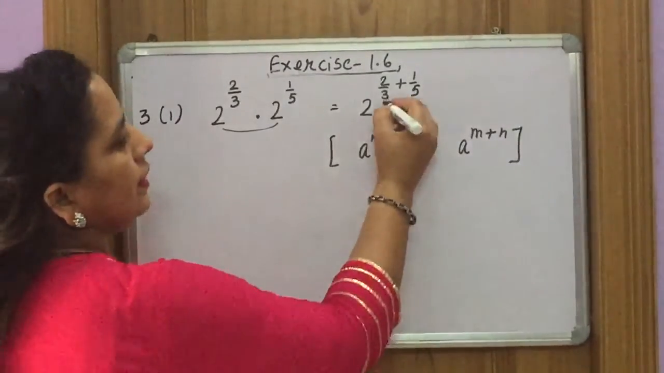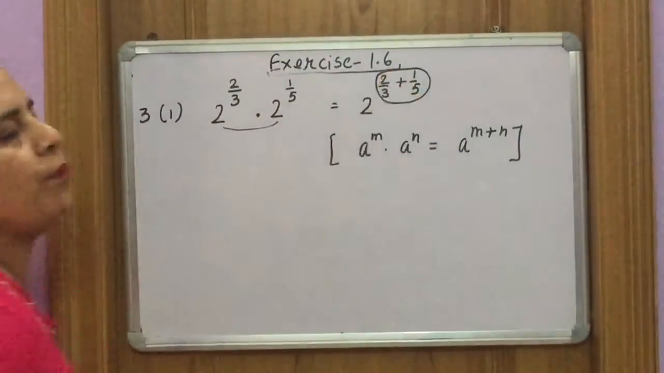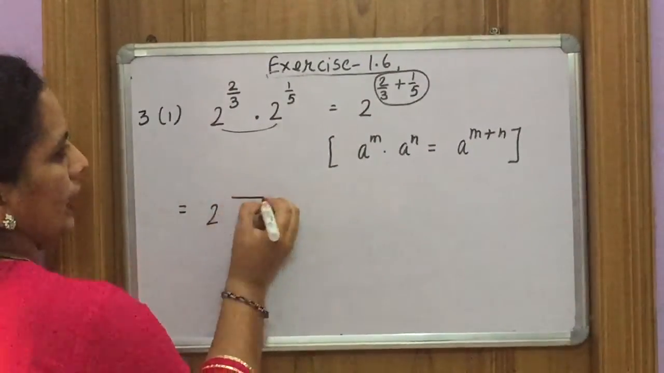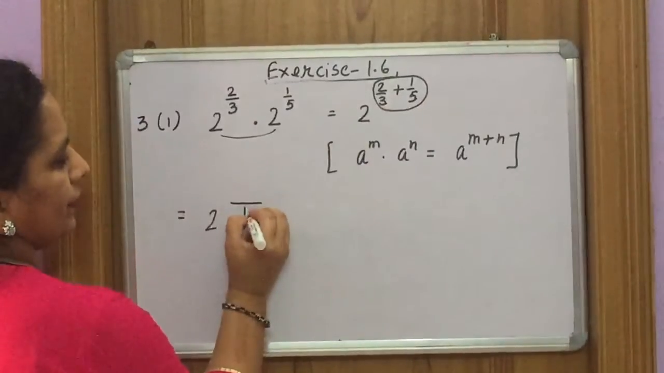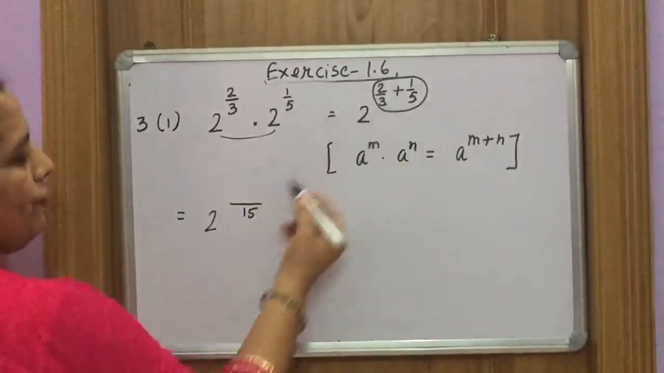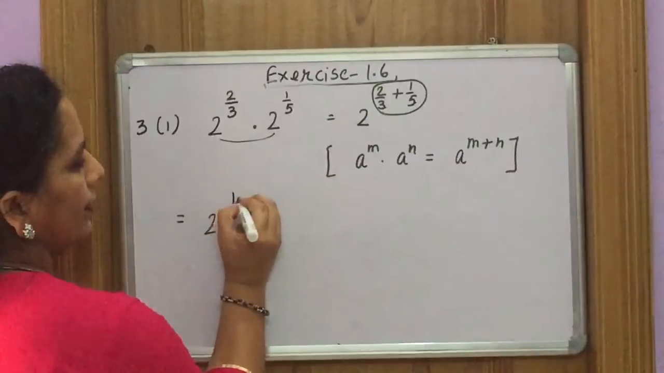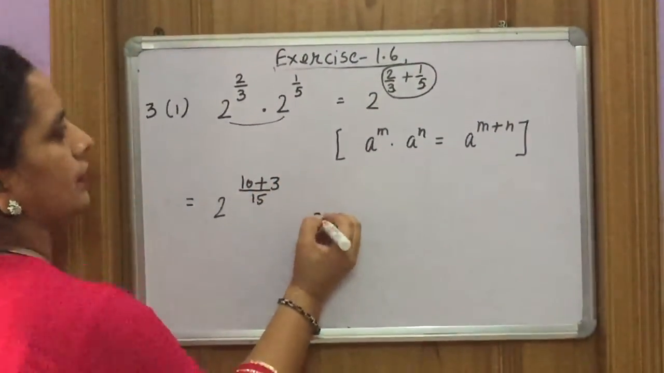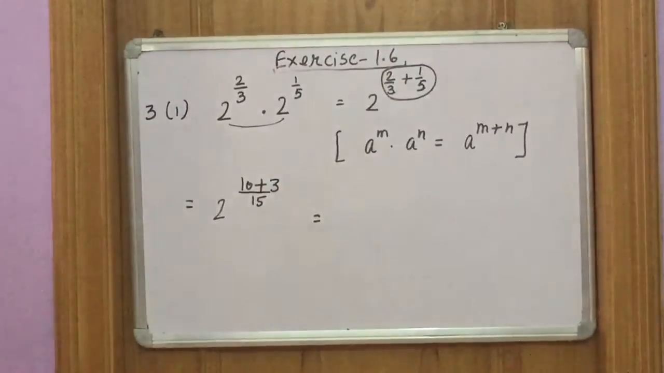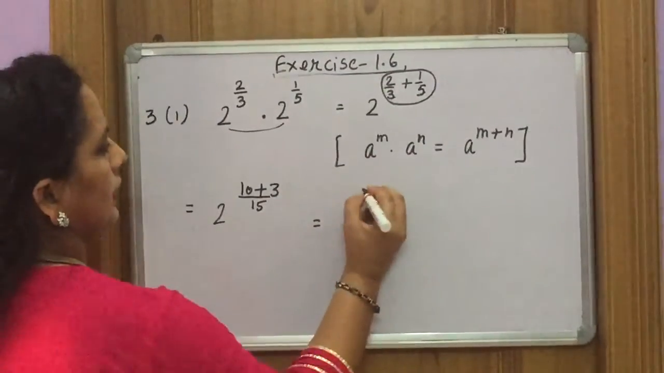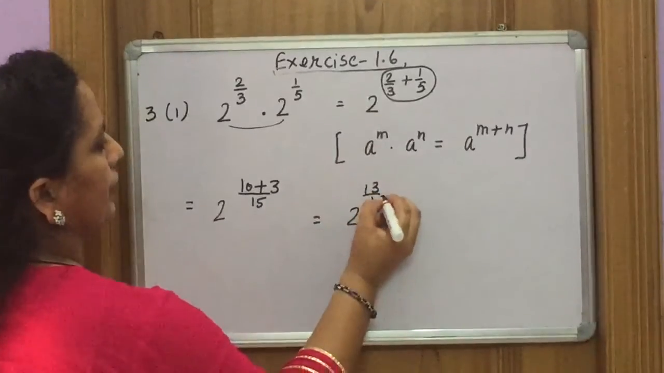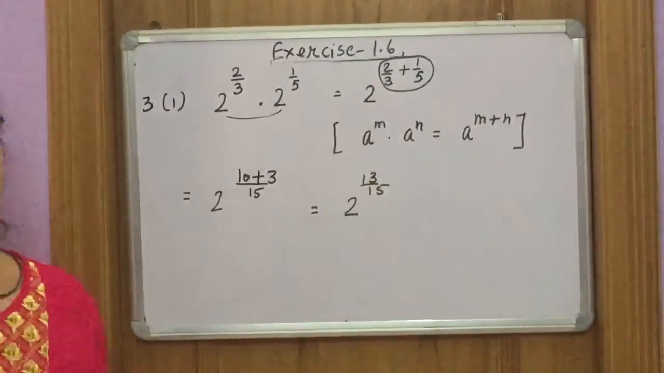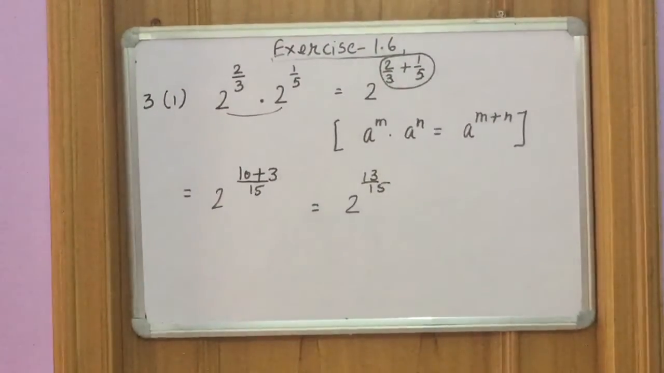Next step is take the LCM of power. Take the LCM. LCM will be 15. Next 3 5s are 15, 5 2s are 10 plus 5 3s are 15, 3. So final answer is 13 by 15. This is our simplification. After this we can't solve this term, so we will stop this question here.